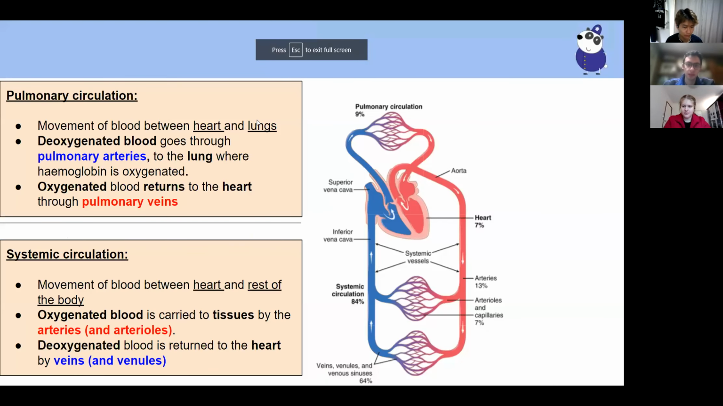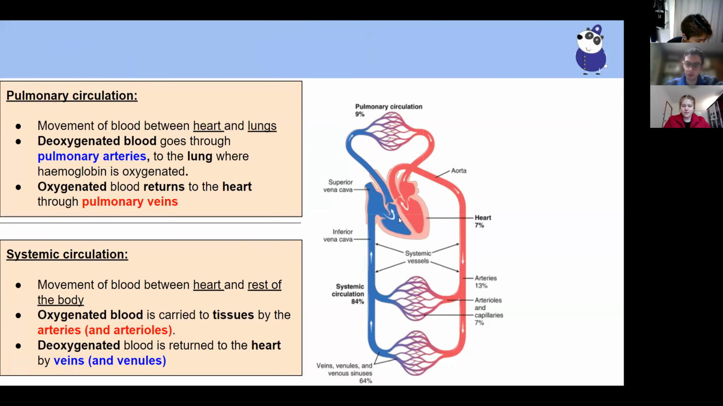So to begin with, we're going to talk about hemodynamics, which really refers to blood. We're going to break up the blood in your body into two different circulations or systems. The first circulation is the pulmonary circulation, which refers to the movement of blood between the heart over here and the lungs over here. Another word for lungs is pulmonary.